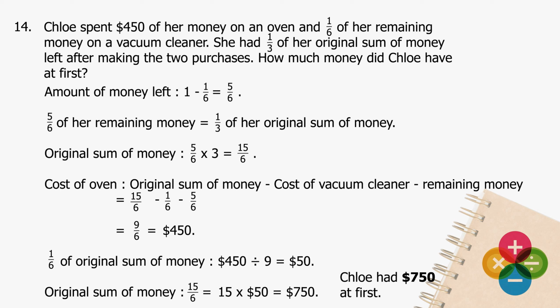9/6 is equal to $450. 1/6 of original sum of money will be, divide $450 by 9, and the quotient is $50. The original sum of money will be equal to 15/6, which is equal to, multiply 15 by $50, and the product is $750. Chloe had $750 at first.